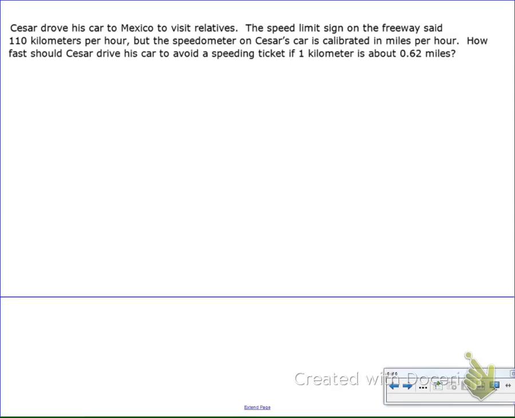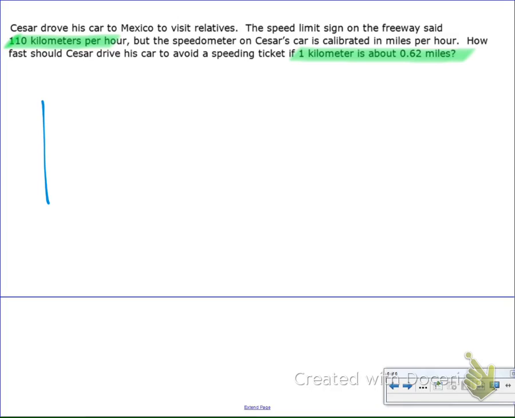Caesar drove his car to Mexico to visit some relatives. The speed limit sign on the freeway said 110 kilometers per hour, but the speedometer on his car is calibrated in miles per hour. So how fast should he drive if he wants to avoid a speeding ticket if 1 kilometer is 0.62 miles? Now, some of you could be thinking, oh, well, this is an easy multiplication problem, but I want to just show you the way they want us to kind of look at this.